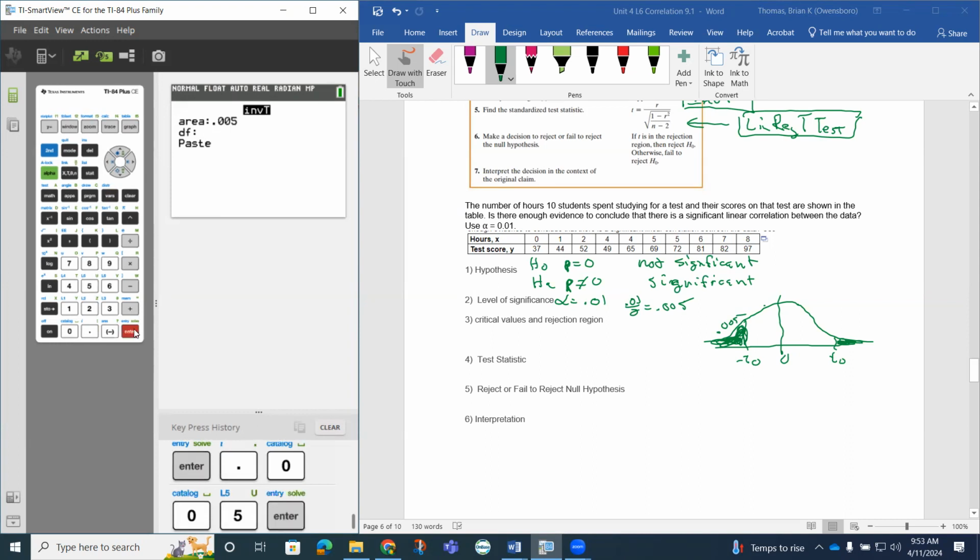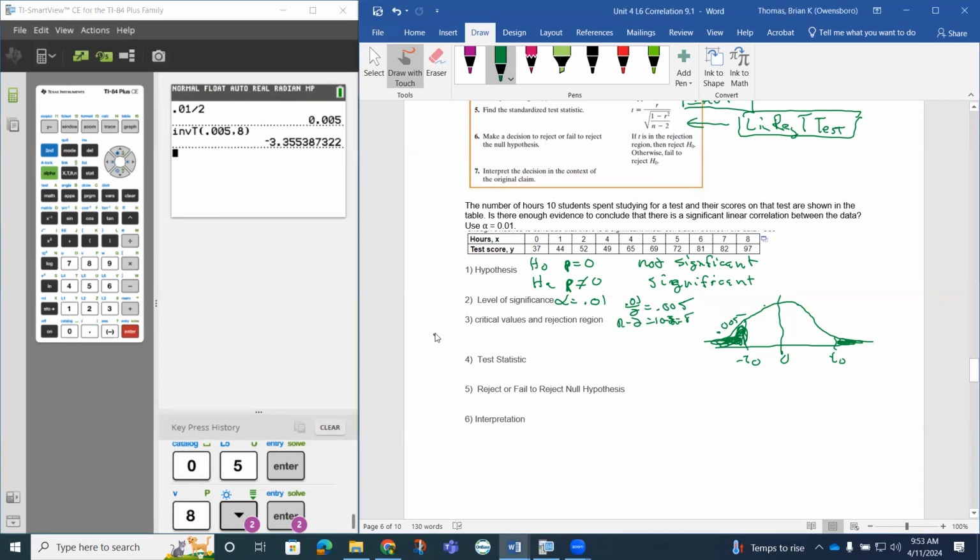Now the degrees of freedom, we have to use n minus 2, since this is a two variable problem. Since there are 10 students, we have 10 minus 2, which is 8. So 8 degrees of freedom. And if we put that into the calculator, I can never remember where this wants to round it to. Let's go 3 decimal places.